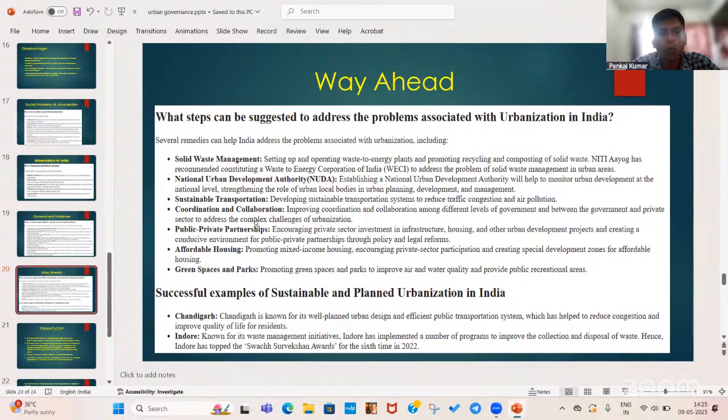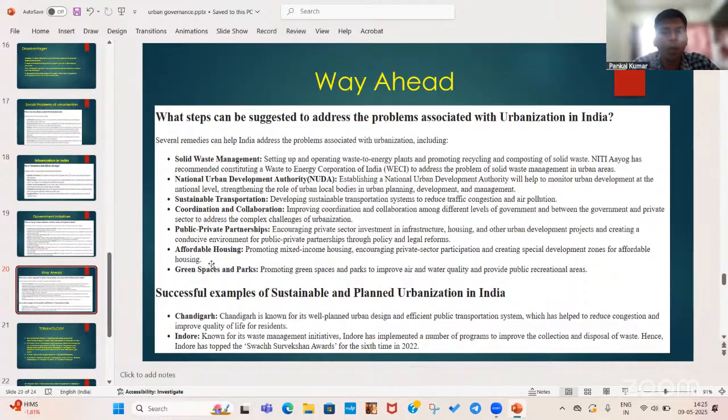Then coordination and collaboration, this is very important. Coordination and collaboration among different levels of government and between the government and private sector to address the complex challenges of urbanization. Then public private partnership, encouraging private sector investment in infrastructure, housing, and other urban development projects, and creating a conducive environment for public private partnership through policy and legal reforms. This is also a very important suggestion.